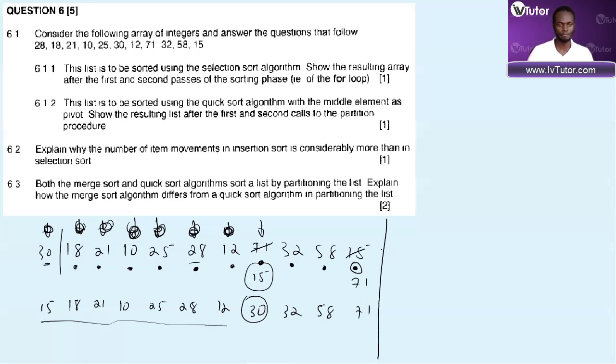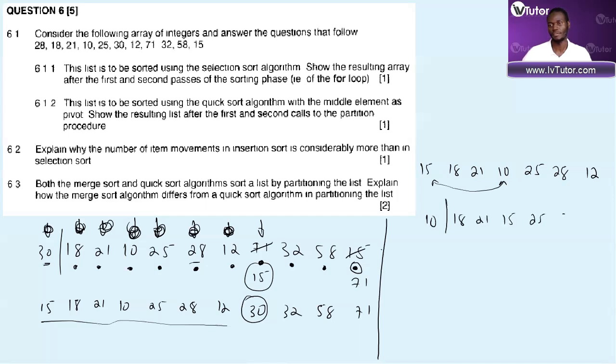to your partition procedure, which means in this case, you are now repeating this for 15, 18, 21, 10, 25, 28, 12. And you've got index 0, 1, 2, 3, 4, 5, 6, over 2, 3. That becomes your pivot, which means you're going to swap 10 here with 15. So you've got 10 there. Then you have 18, 21. Now there's 15 here, 25 there, 28 there, 12 there. My small index is here.